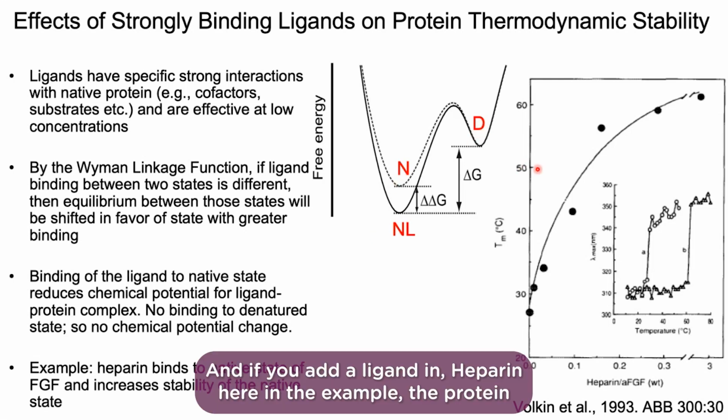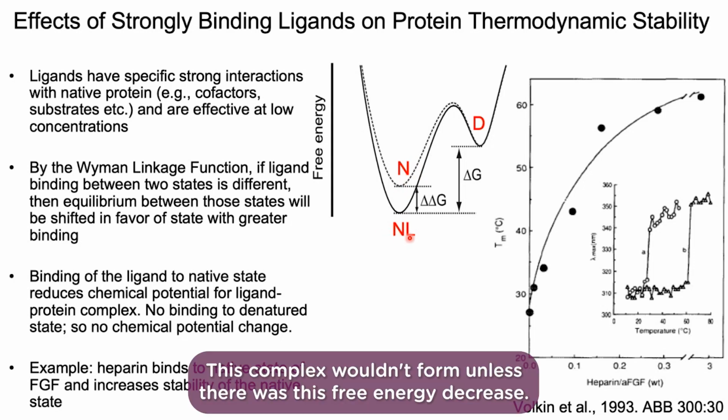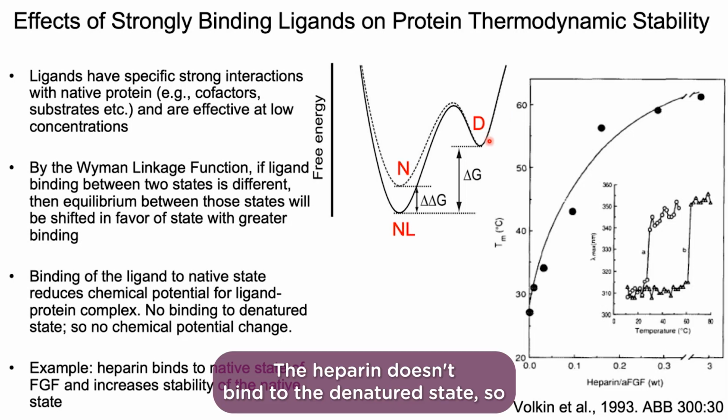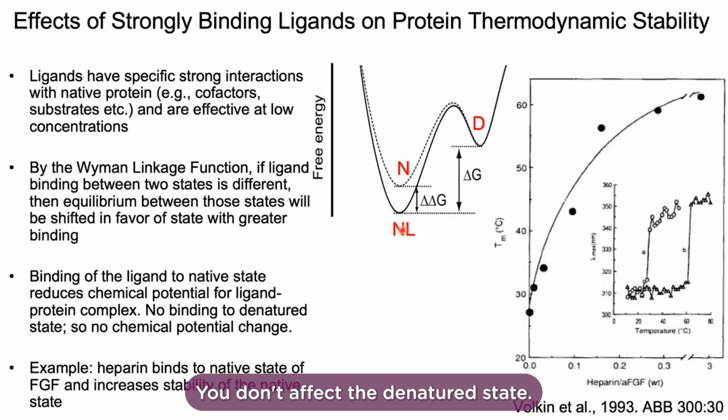And if you add a ligand in, heparin here in the example, the protein-ligand complex has a much lower free energy than the protein alone. This complex wouldn't form unless there was this free energy decrease. The heparin doesn't bind to the denatured state. So by throwing in heparin, you greatly lower the free energy of the native state. You don't affect the denatured state.